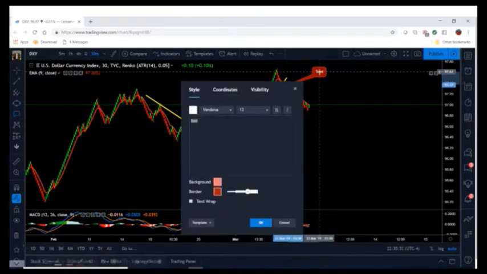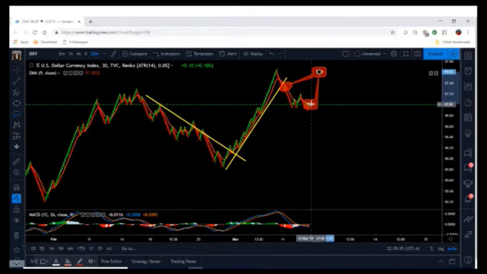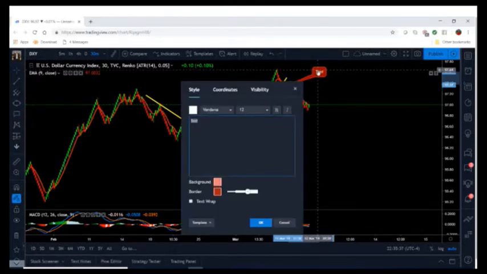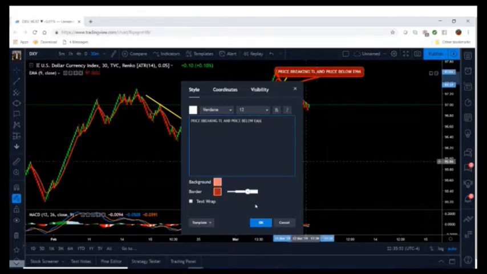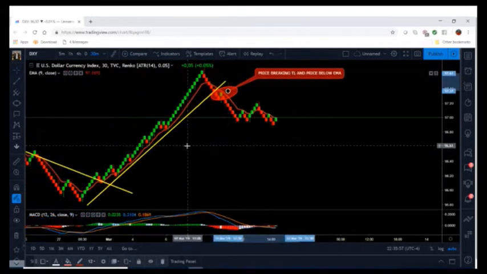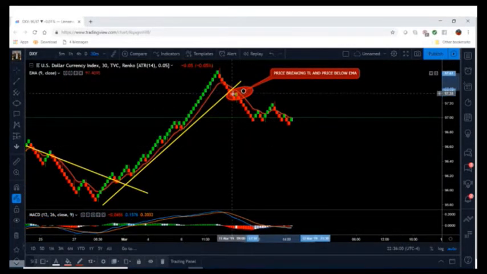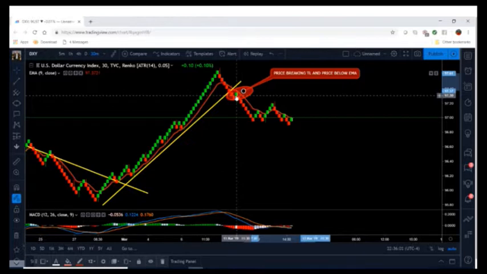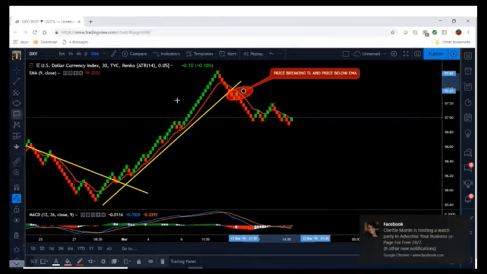right? So I got, what's that right there? I got price breaking trend line and price below EMA. Check that out. See that? I got price breaking my trend line, and then I got price below my EMA. So now I can sell. There's my entry, and then boom.